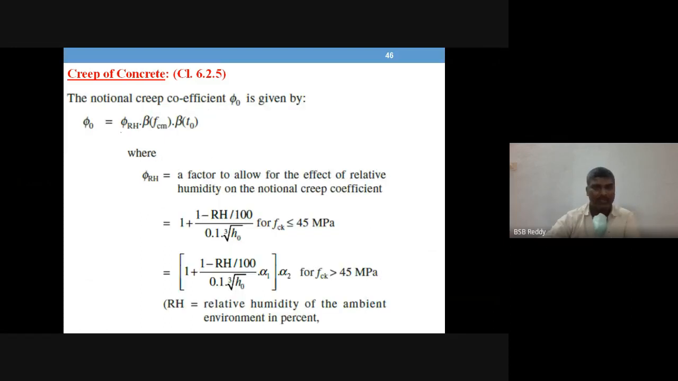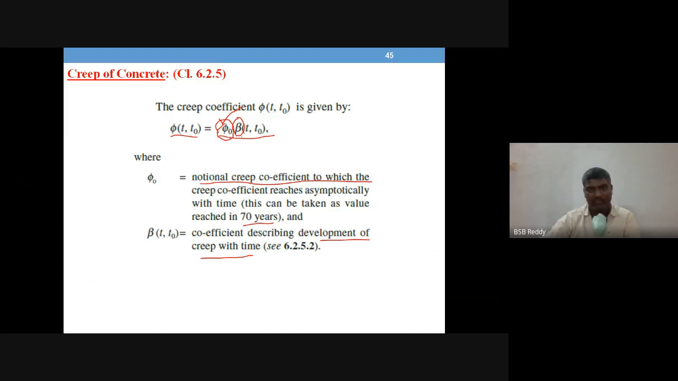How do you estimate phi naught? It is this one: phi RH, beta fcm, beta t naught. This is the relative humidity dependency, this is the strength dependency, and this is the time dependent parameter. Let us see how to estimate these three terms to get the phi naught value, and then we will see how to estimate beta also.